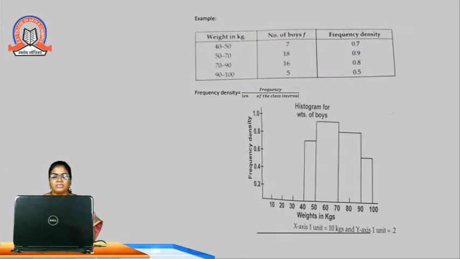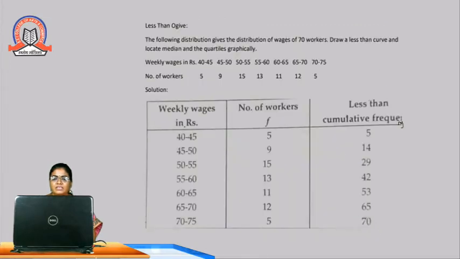We are plotting the histogram bar diagram, with weight on the x-axis and frequency density on the y-axis. We are plotting the diagram, and we get the histogram. Now we can see the less than ogive curve.